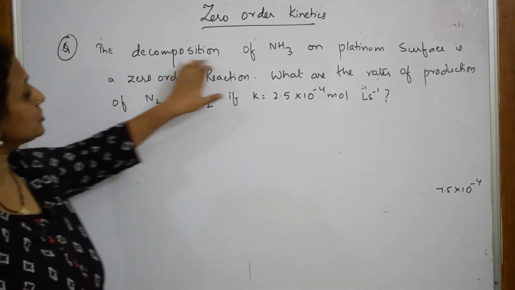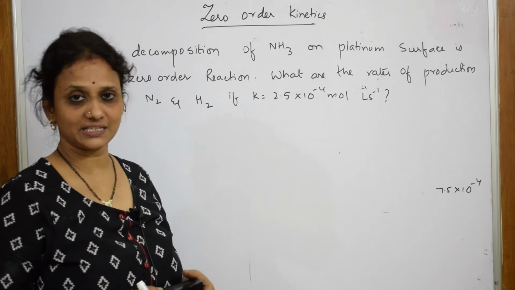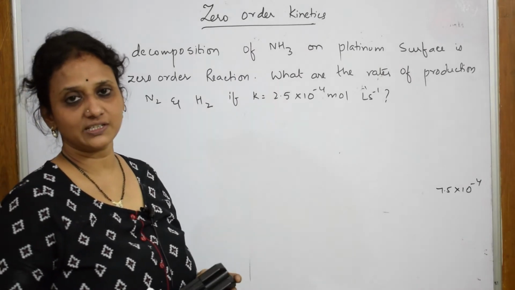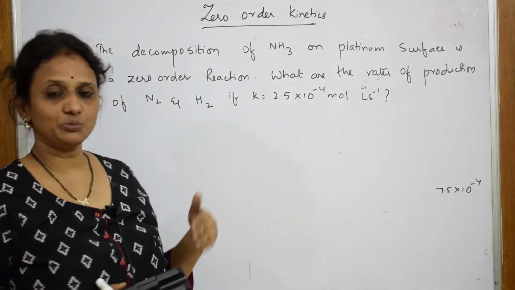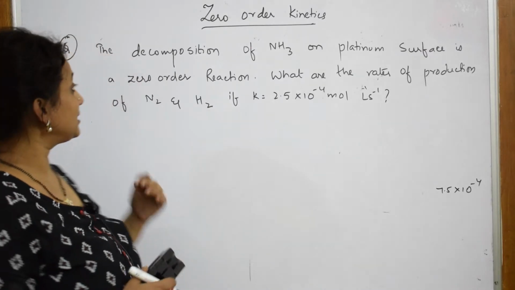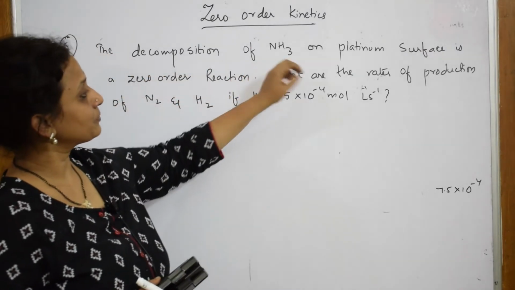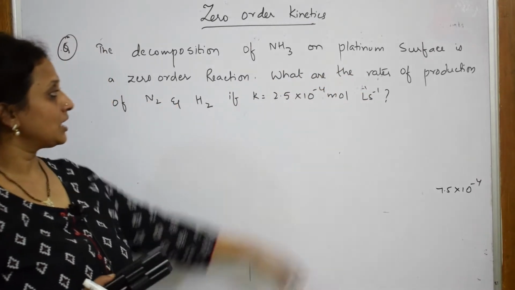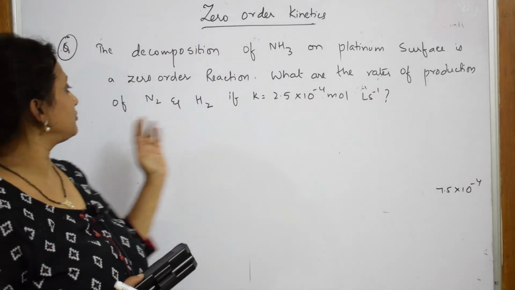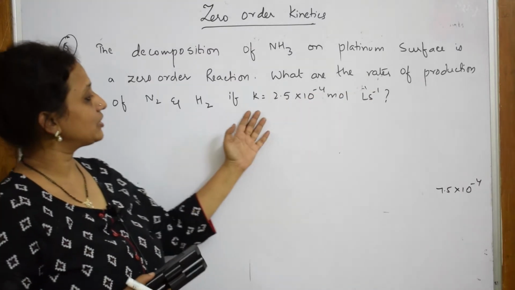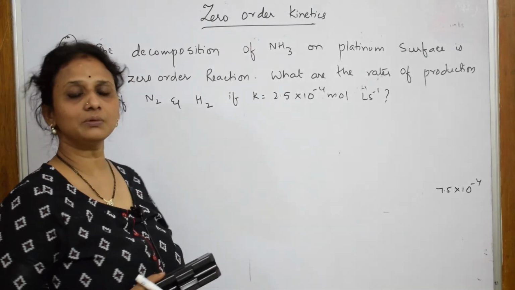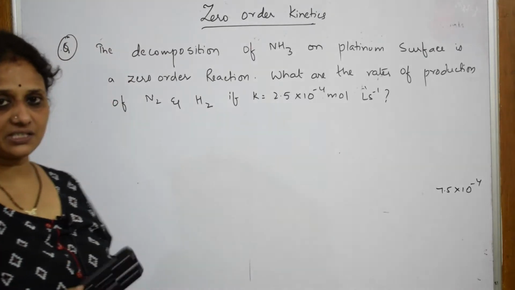The decomposition of ammonia. We've already written this example, isn't it? Decomposition of ammonia as under zero order examples. So the same numerical, that is the reason I've given you that example there. The decomposition of ammonia on platinum surface is a zero order reaction. That is understood. What are the rates of production of N2 and H2 if the rate constant is 2.45 into 10 to the -4 mole per liter second inverse, that is time inverse.